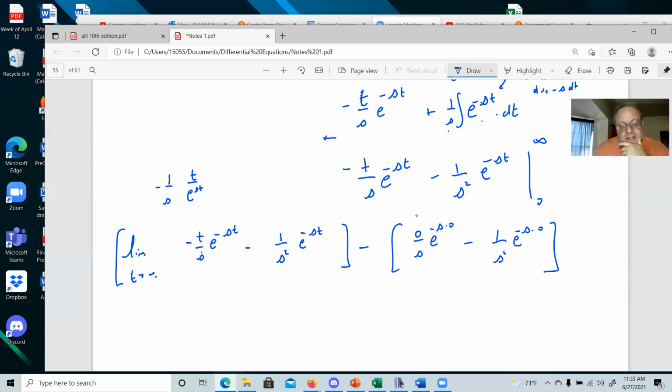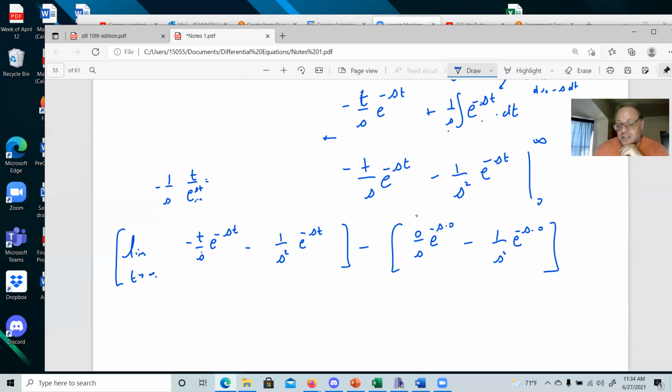So when we're looking at this limit, we could use L'Hopital's. I don't know the last time you've done a t e to the negative x kind of a limit. But I'm going to say by inspection, the exponential goes to 0 much faster than this t goes off to infinity. So this is the controlling term.